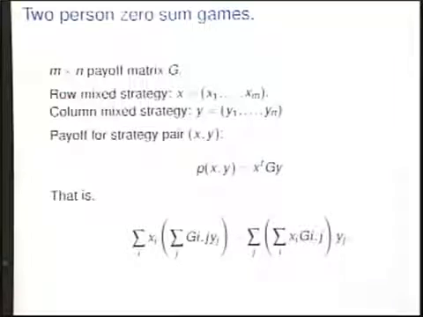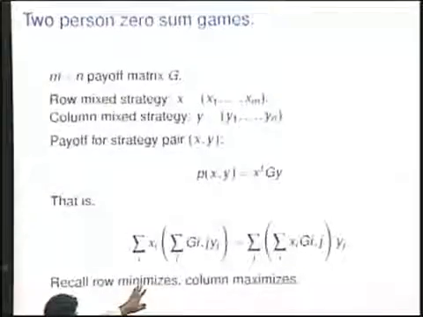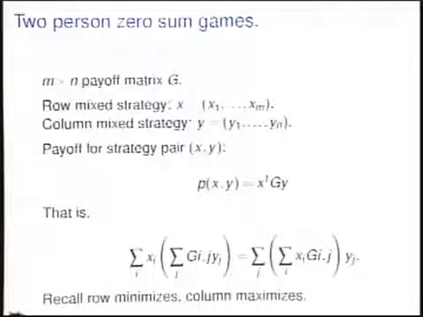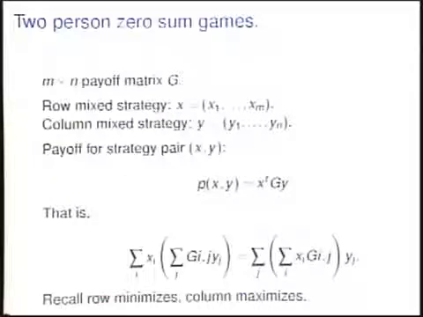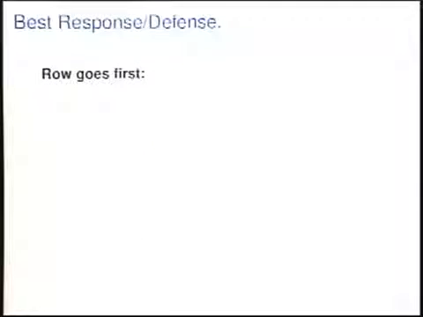Okay. So recall now in this case, what we're thinking of is the row is minimizing and the column is maximizing. There's a single entry in there, and the payoff is that entry. If that entry is 5, that means the row pays the column 5. If it's -5, it means the column pays the row 5, or the row gets 5 from the column. Okay, so just to remember what two-person zero-sum games were. Now let's think about what the best response defense is.